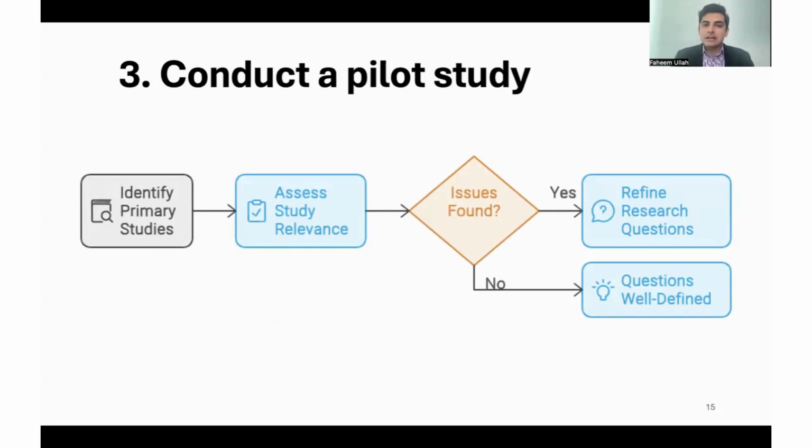In a pilot study, you try to identify 8 to 10 papers relevant to that field, papers that you know are very relevant to the topic. You assess the relevance, as I mentioned, and then you see whether these papers are relevant to your research questions or not. If they are relevant and you can properly answer the questions, then that's fine, you can go ahead. If not, then you need to redefine your research questions.